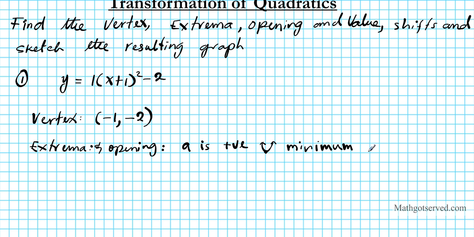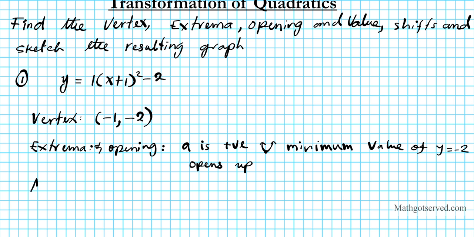It is a minimum, and it has a value of y equals -2. Now, where did that come from? It's the y coordinate of your vertex. So extrema is a minimum with a value of y equals -2, and it opens up. Because it's happy, it opens up.